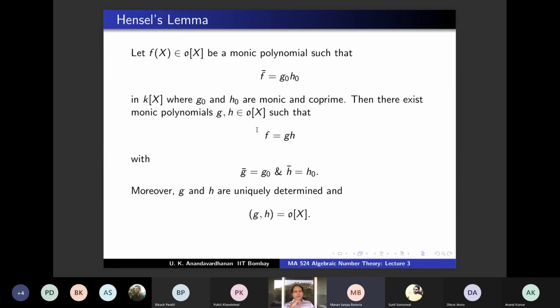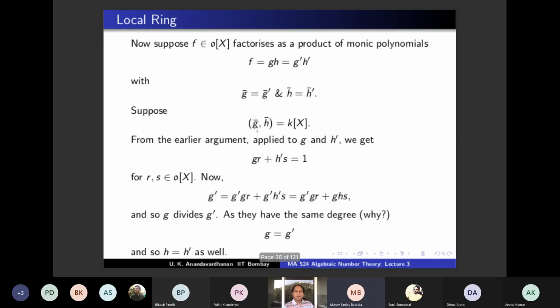Sir, in the previous slide, if g and h are coprime, then why should g bar and h bar generate k[x]? Where in the previous slide? Yes. Why? Saying it is an assumption, right? G bar and h bar generating k[x] is an assumption. Yeah, this is an assumption.